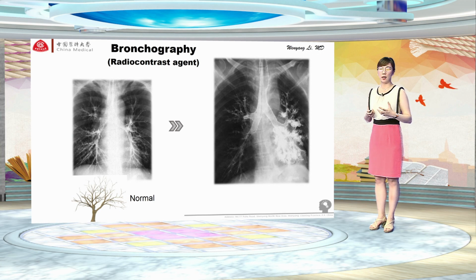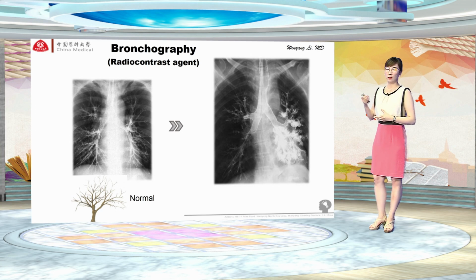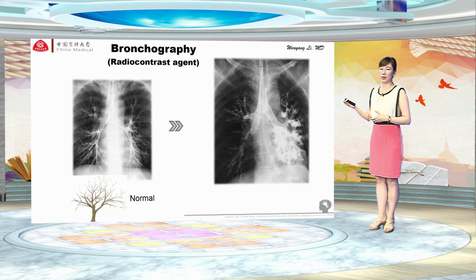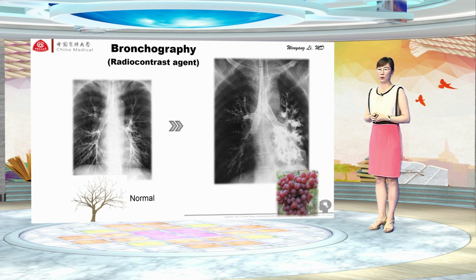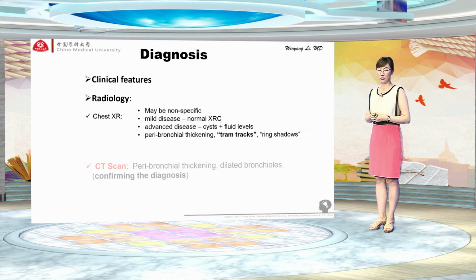If we inject some radio contrast agent into the bronchi, then we can see how the bronchi go inside the lung under bronchoscopy. As you can see, the left picture represents the normal bronchi, while in the right picture, we can see grape-like puzzles with thin, fragile sacs. That is what we call cystic bronchiectasis.